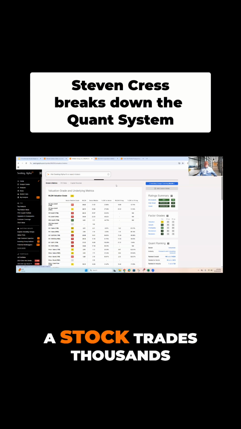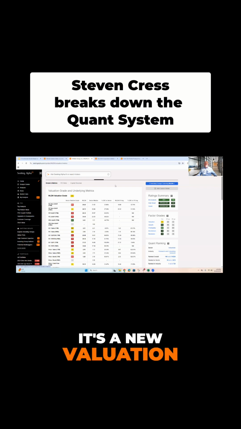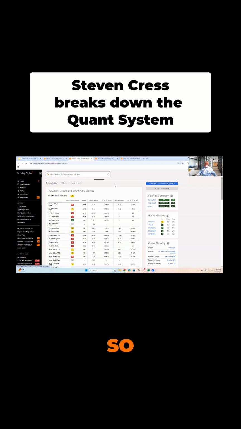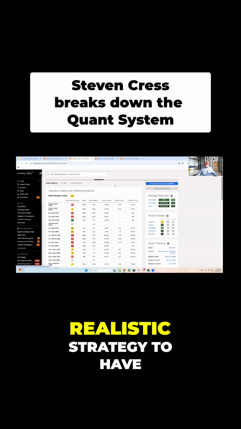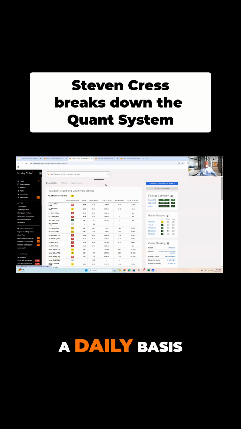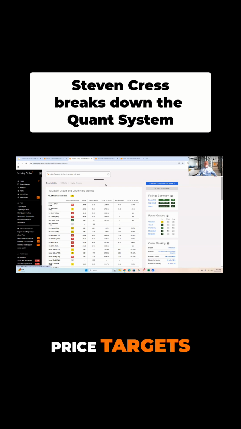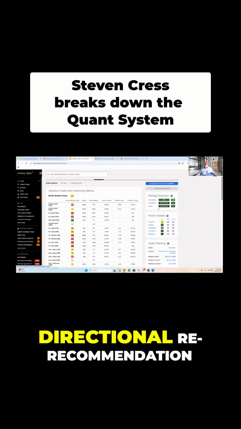So every day, a stock trades thousands of times, and with each trade, it's a new valuation vote for the stock. So it's really not a realistic strategy to have a price target out there, because so much changes on the market on a daily basis, on a relative basis. So we do not use price targets. However, we do have a directional recommendation.